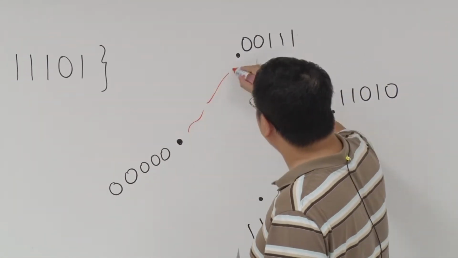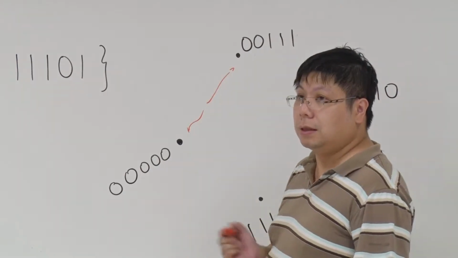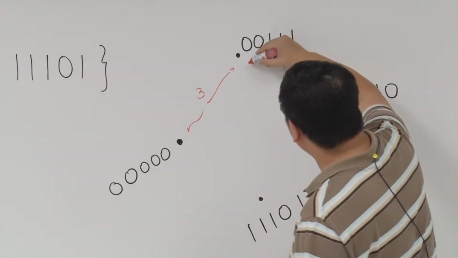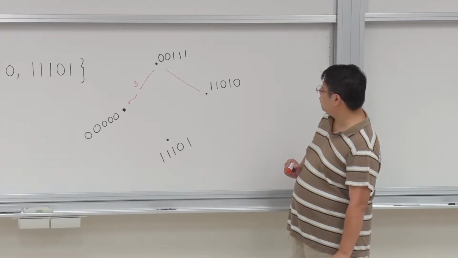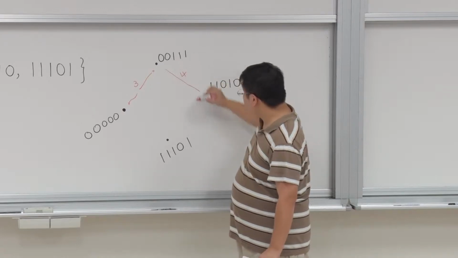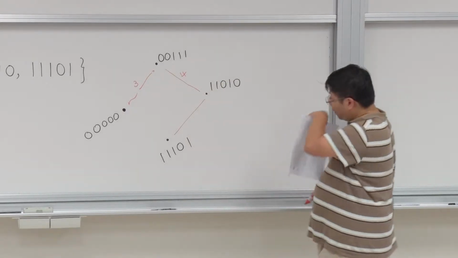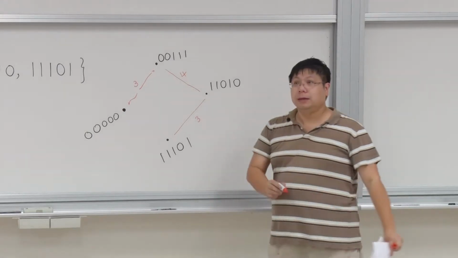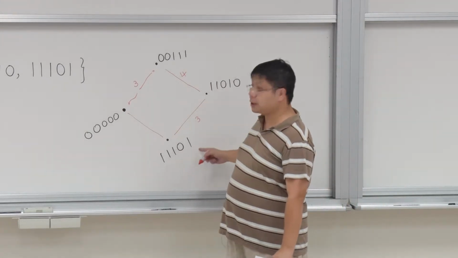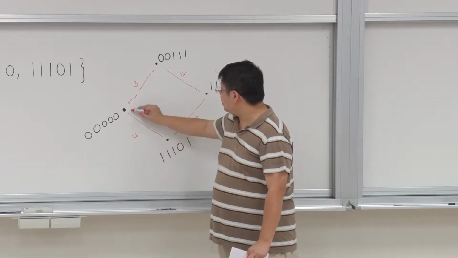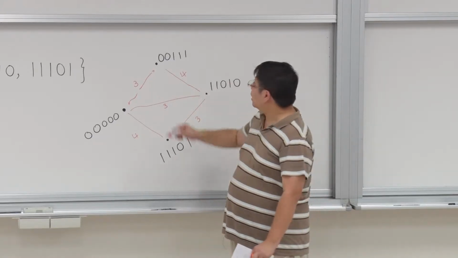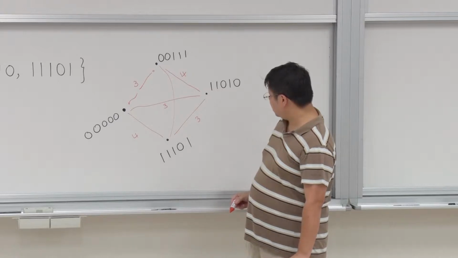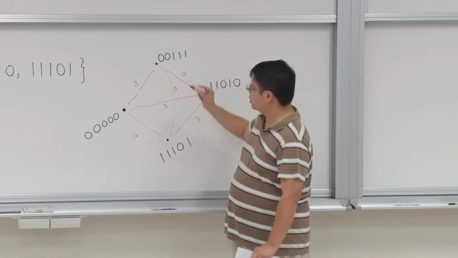So what is the distance between this one and this one? 3. Okay. How about this one and this one? 1, 2, 3, 4. Am I correct? This is going to be 4. This one and this one, how many? 3. Is it okay? This one, how many? Just count the number of ones here. 4. This one and this one, how many? 3. And then how about this one and this one? 3. Is that okay?